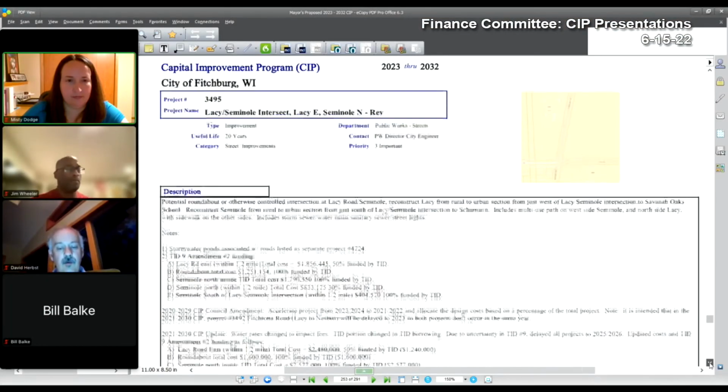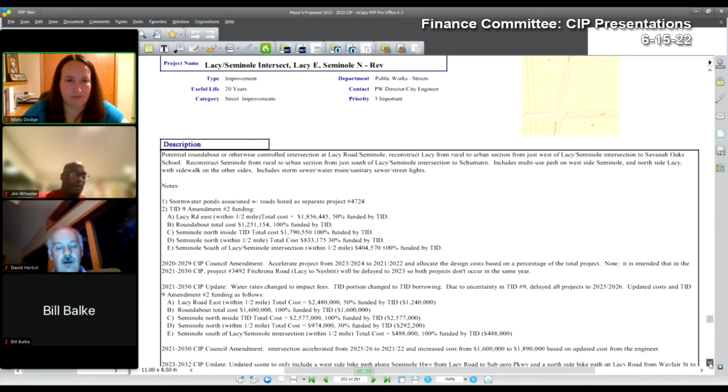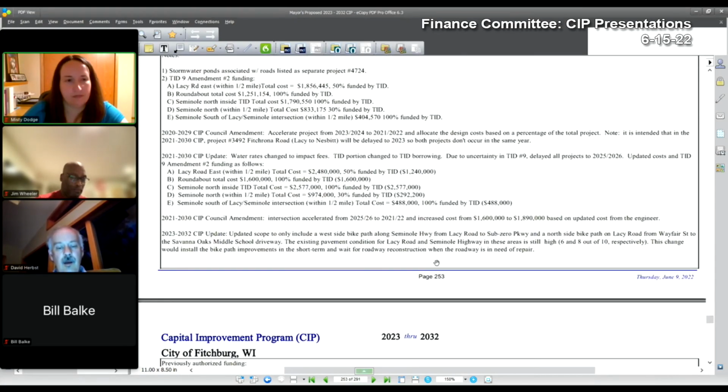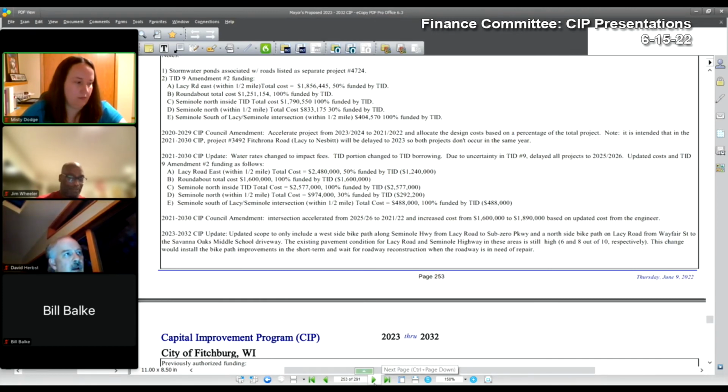All right, 3495, Lacey Seminole intersection, Lacey East and Seminole North. This project has been updated to only include a west side bike path along Seminole and a bike path on Lacey from Wayfair to Savannah Oaks Middle School. The urban reconstruction of Lacey and Seminole Highway will be postponed until such time as the pavement conditions warrant it. The project revisions include the scope reduced to include only bike paths in 2026, and funding sources were revised to reflect the revised costs.